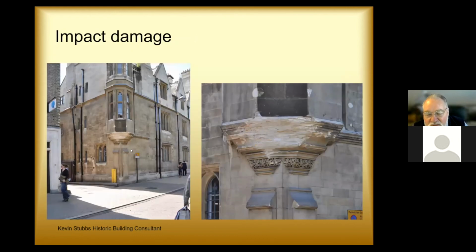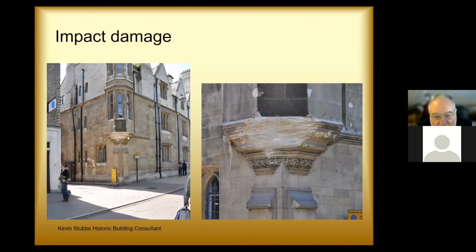Other problems is impact damage, and this is in the middle of Oxford. You can see, or is it Cambridge? Whoops. Yes, well, probably some of you viewing this will recognise the building if it is Oxford. But here you can see impact damage from large vehicles going round a corner here that wasn't designed for juggernauts delivering.